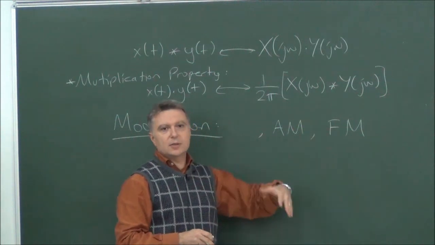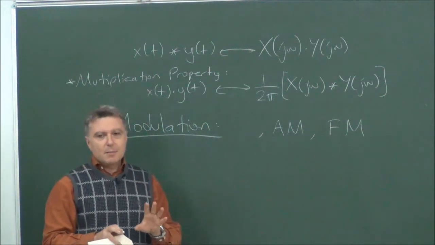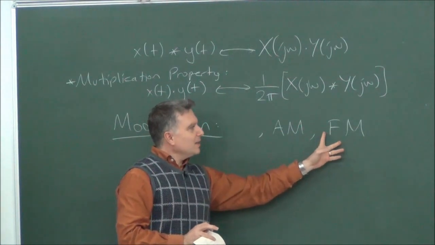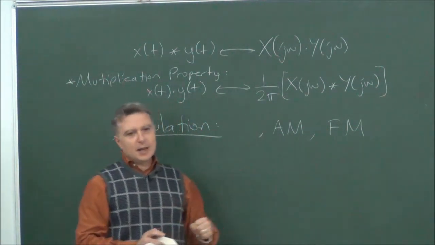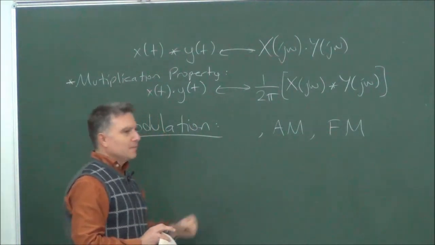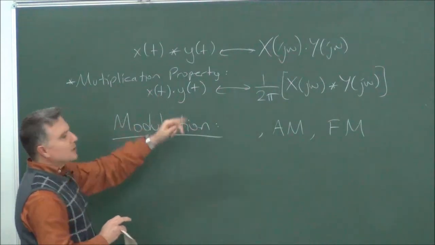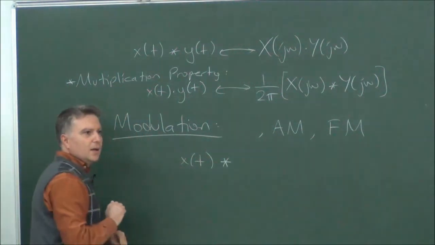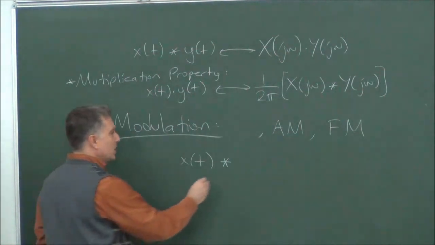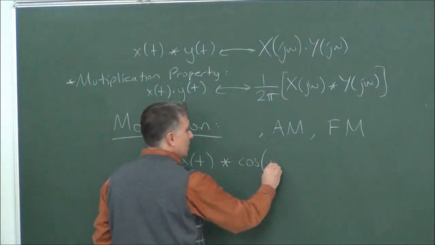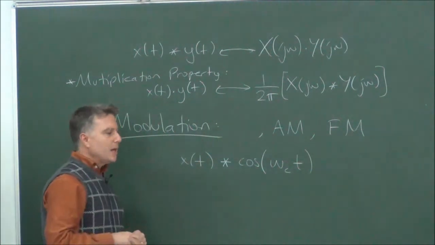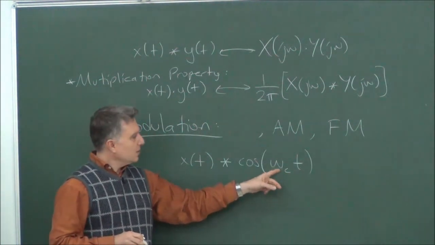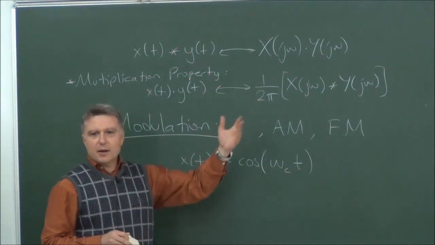Most of the current radio technology is using frequency modulation because of some reasons that will be explained in the communication systems courses. But this one is a little bit more complicated as compared to amplitude modulation. Amplitude modulation is quite simply using this multiplication property. We are trying to multiply x of t with a high frequency sinusoid, let's call it cosine omega c t. Omega c is a very high frequency, and this subscript c means carrier frequency, which is megahertz.